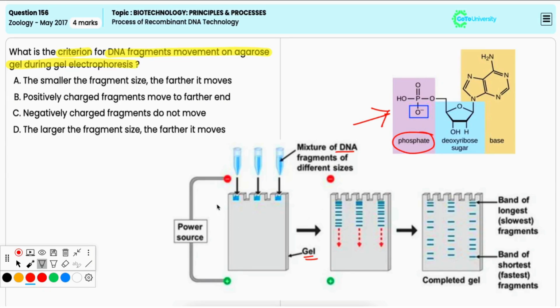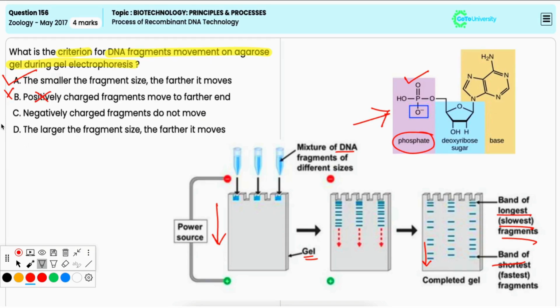Now, during gel electrophoresis, DNA fragments which are negatively charged due to their phosphate backbone move towards the positive electrode, with the smaller fragments moving more easily through the pores of the agarose gel and traveling farther than the larger fragments. Hence, it is the correct option. Option B, positively charged fragments move to farther end. It is incorrect because DNA is negatively charged.